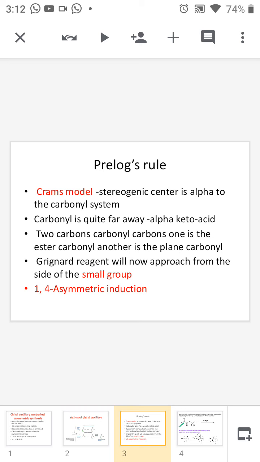One example of a carbonyl group which is quite far away from the reaction center is an alpha keto acid. In the alpha keto acid, the carbonyl group is far away from the reaction center, and we are adding the Grignard reagent. The addition always takes place through the smallest group, and here the newly generated chiral center is in the fourth position. That's why Prelog's rule is an example of the induction of the asymmetric center in the fourth position, and this reaction is known as 1,4 asymmetric induction.